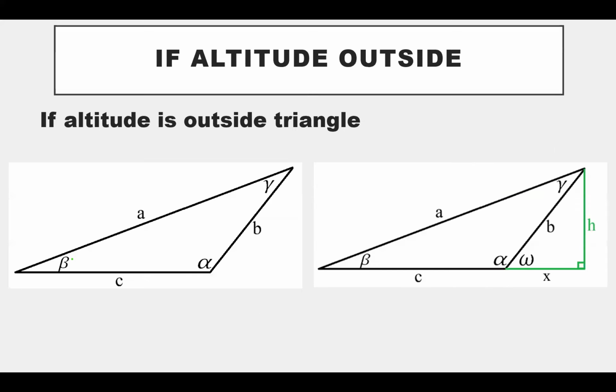Now, there is a weird situation that could happen if our triangle is obtuse. So if our triangle is obtuse and we want to draw the altitude that is at the point of gamma, which is perpendicular to side C, then I have to extend side C out a little bit and draw the altitude that way. That would give me a supplementary angle to alpha, which we'll call omega here.